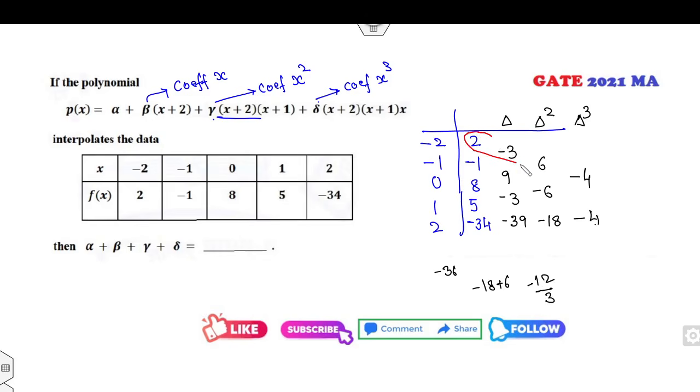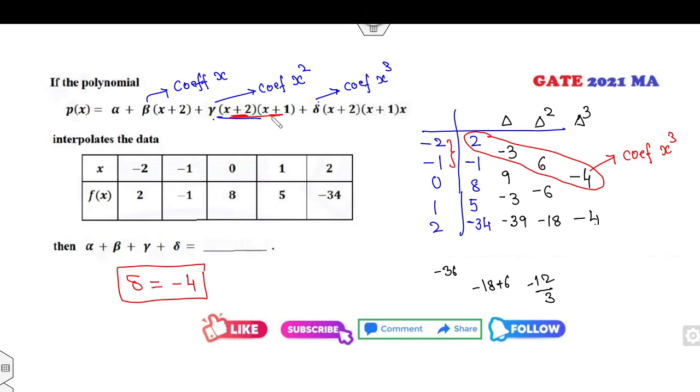So you can look at this pair. This is my coefficient of x cube. That means delta is my -4. Fine. 6. Now what is that? 6 is the del square. I can take the first two pair, x plus 2, x plus 1. So gamma will be my 6. Fine. Look at this pair, beta. Beta is the x plus 2. That is only the one pair, 3 minus of 3. And alpha is my constant number. What is my constant? That's 2.